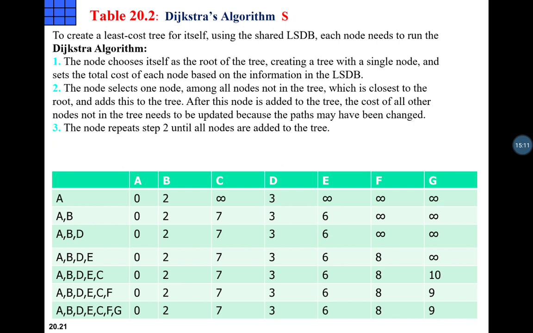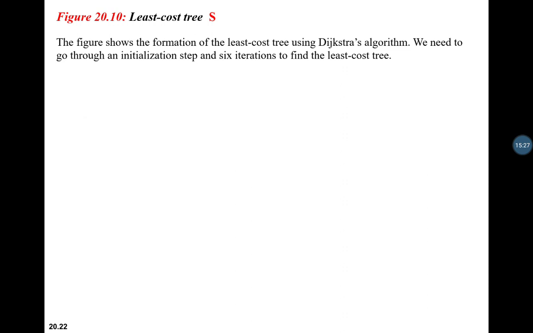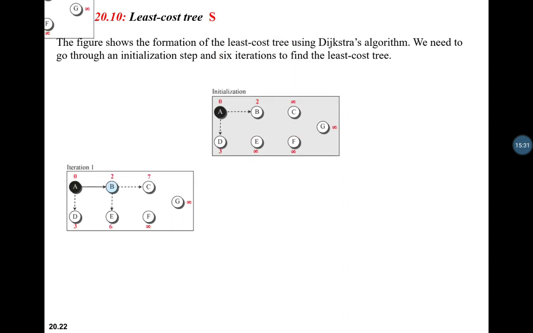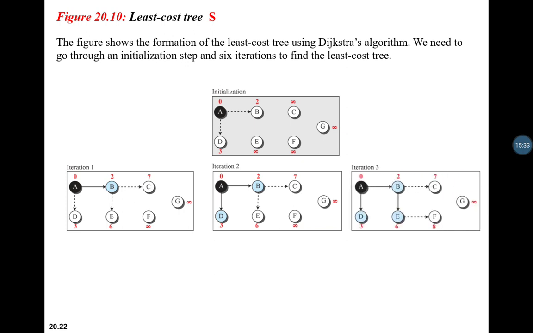Next, D is added. When D is added from A, B, D, if anything gets updated, it will be updated. Next is A, B, D, E. Using that, if a distance to F is obtained, it will be updated. Similarly, it continues until all the nodes are covered. So this figure shows the formation of the least cost tree using the Dijkstra algorithm.